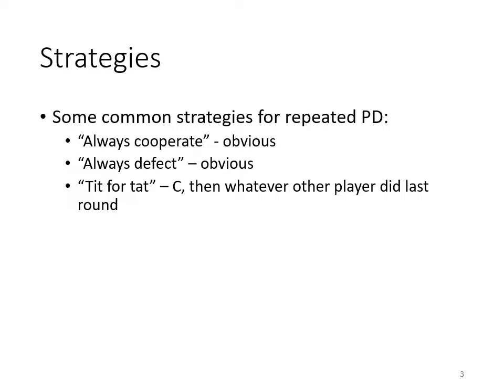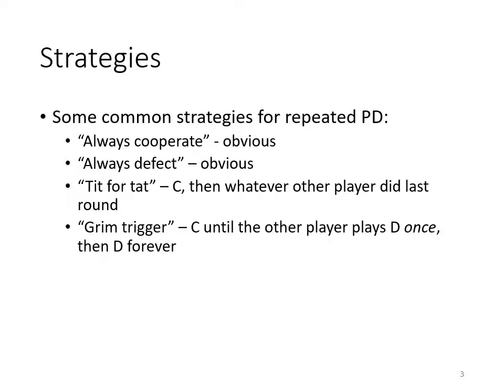Tit for tat, we talked about in the last set of slides. This is a pretty common strategy, which is I start out trying to cooperate. Then this player just looks at what the other player did the last round. But it only looks back one round. So if we're in the 10th round, the tit for tat choice is just based off of what the other person did in the 9th round. So it just copies what they did in the last round. You might sometimes see this called copycat, just tit for tat.